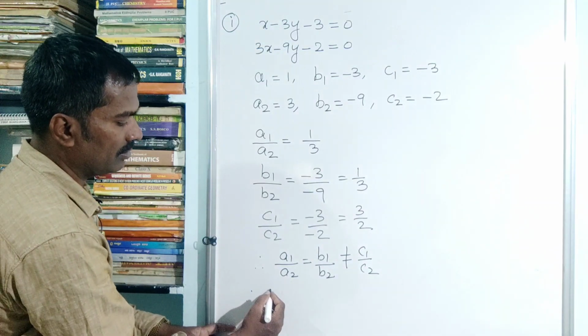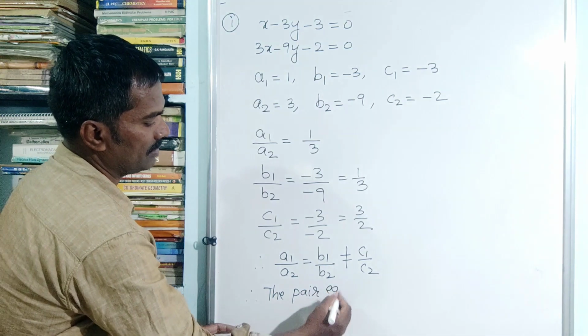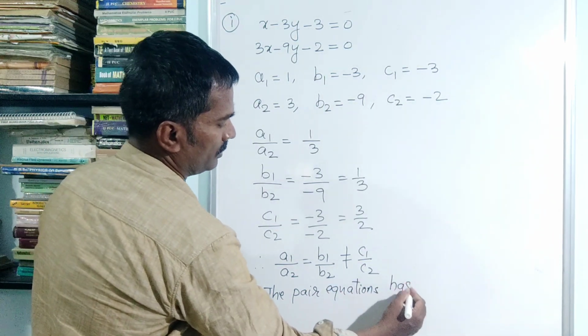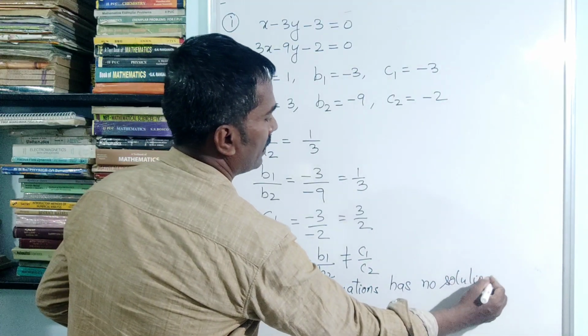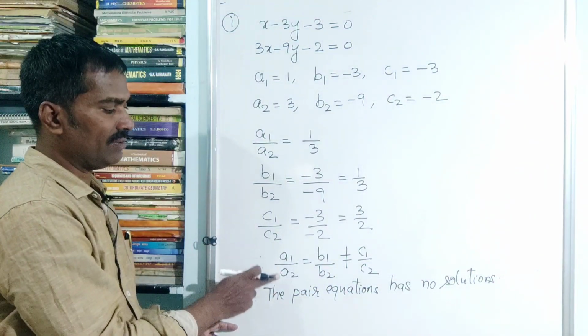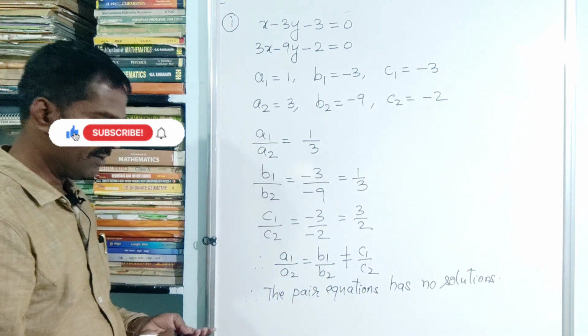Therefore, the pair of equations has no solution. Therefore, the pair of equations has no solutions because they are parallel. a1 by a2 is equal to b1 by b2 is not equal to c1 by c2.